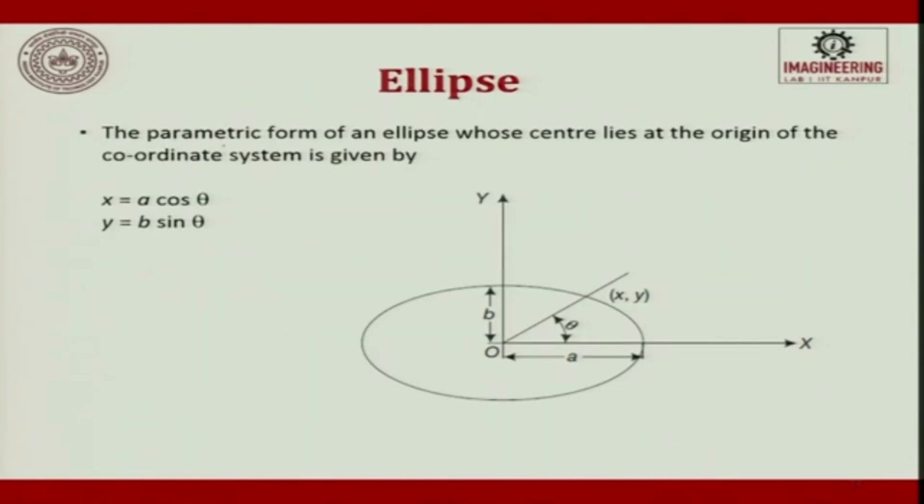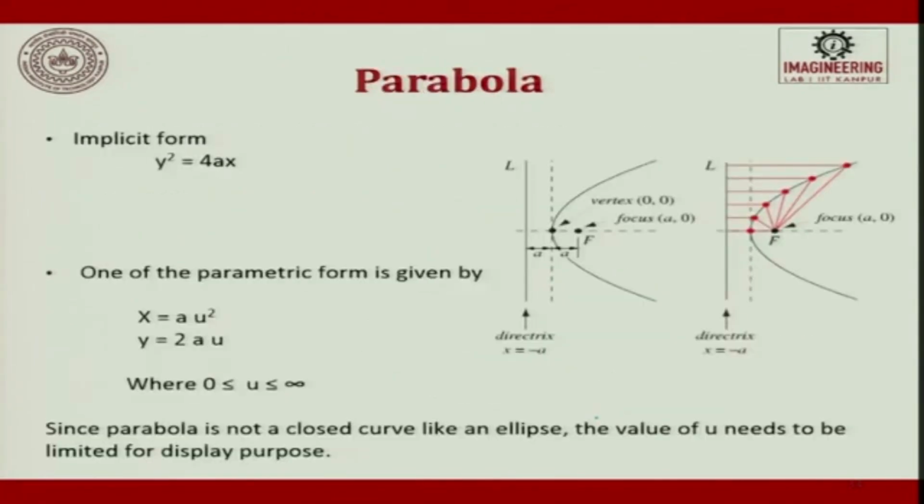Now ellipse. The parametric form of an ellipse whose center lies at the origin of a coordinate system is given by x equal to a cos theta and y equal to b sin theta, again theta varying from 0 to 2 pi. So this is for an ellipse. The implicit form for a parabola is y square equal to 4ax, and if you want to express it in parametric form, x equal to a u square, y equal to 2a u, and u varies from 0 to infinity.